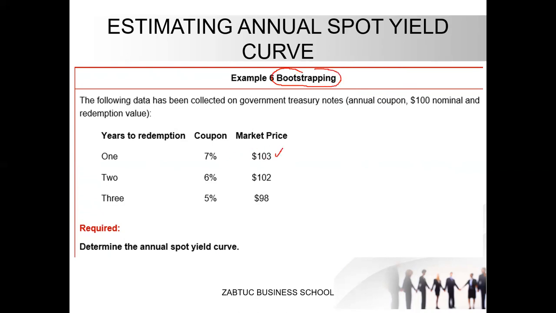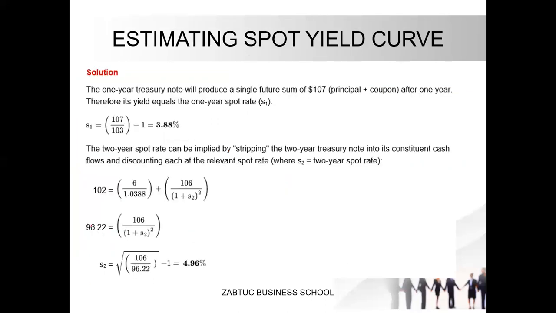This is the market price. That's the market price. This is the coupon rate. What is determine the annual spot yield curve? Let's go. Number one. The 1-year treasury note will produce a single future sum of 107 after 1 year. Therefore, its yield equals the 1-year spot.